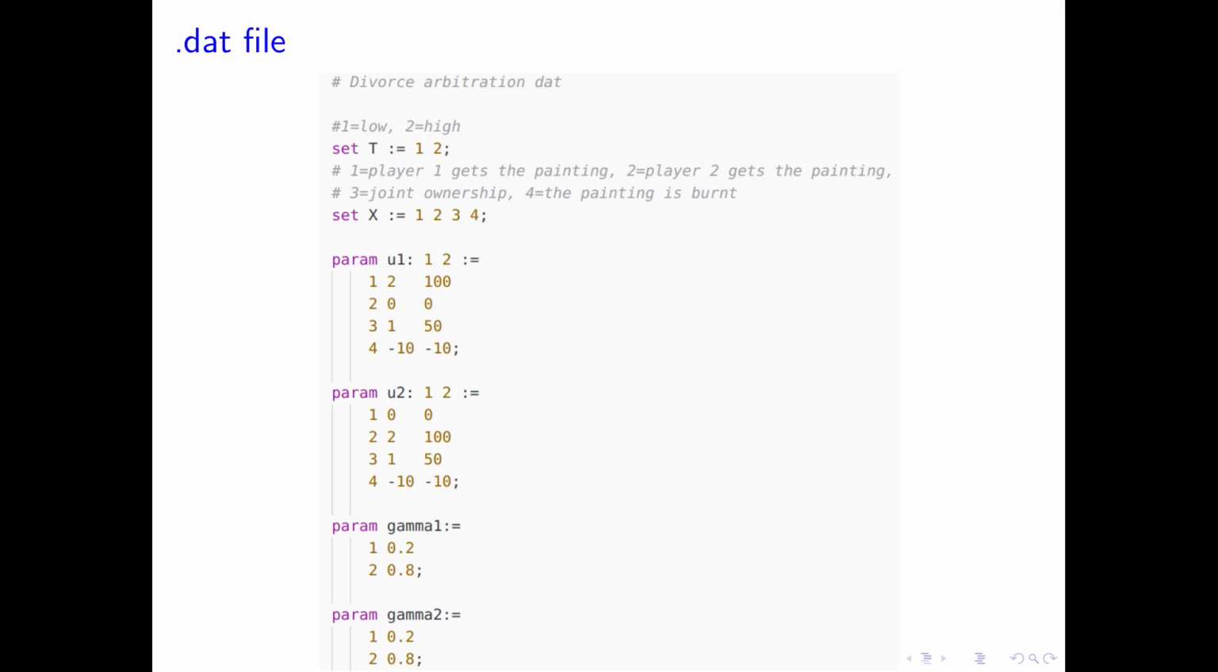The DAT file is as follows. There are two possible types. We'll denote type low with 1 and type high with 2. And there are 4 possible outcomes. Outcome 1 is when the first player gets the painting. Outcome 2 is when the second player gets the painting. Outcome 3 is when the ownership is joint. And outcome 4 is when the painting is destroyed. Then we describe the two utility matrices indexed over outcomes, so rows, and types, so columns, and the types' probability vectors.